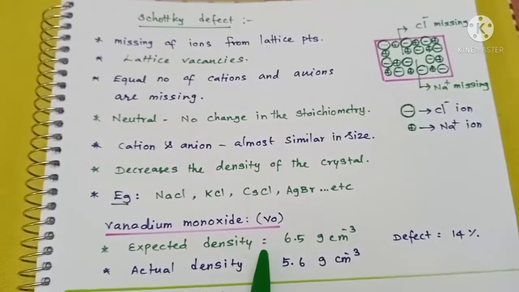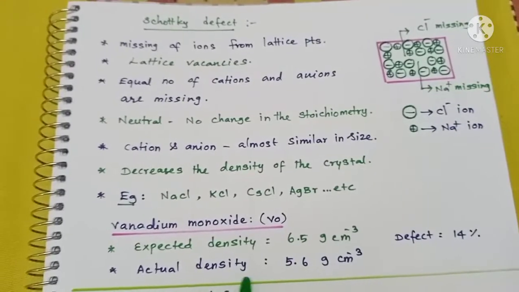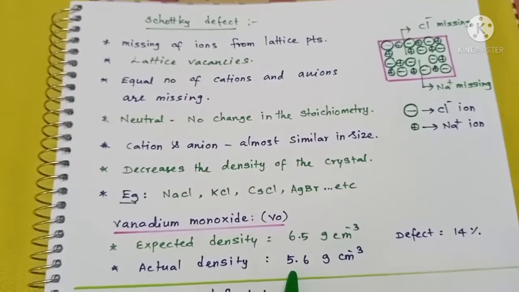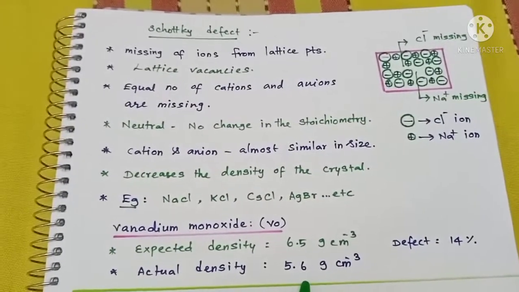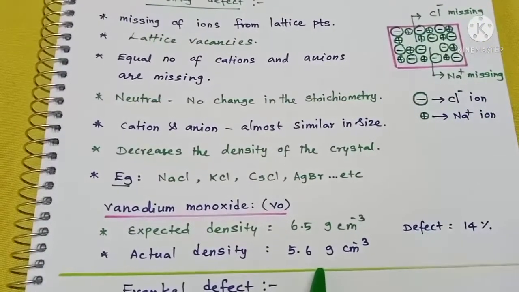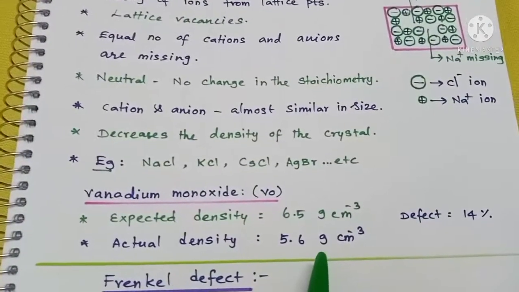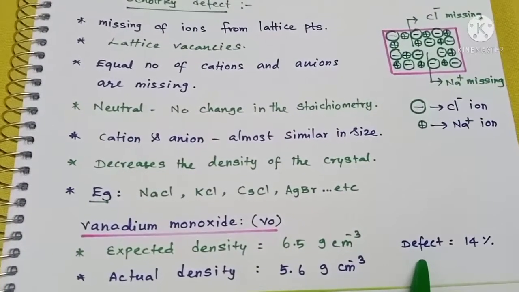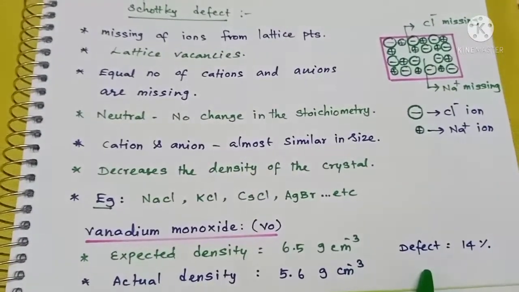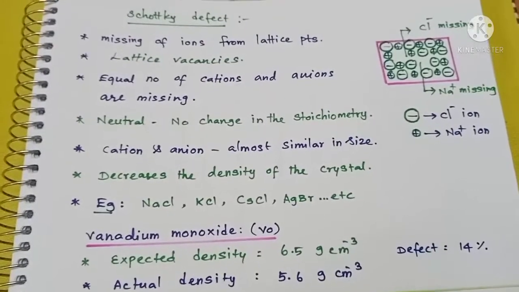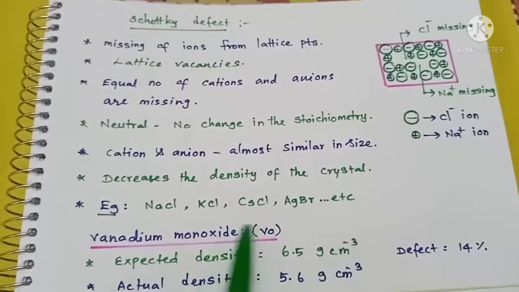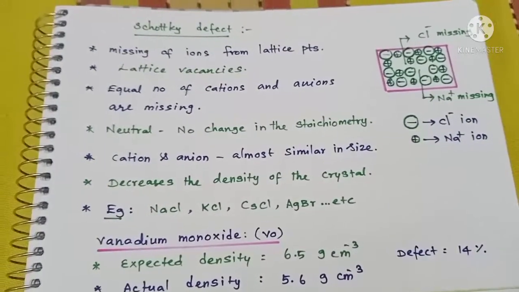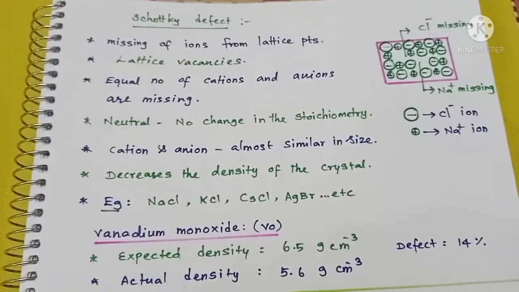So it is lesser than what we are expecting. Our experimental value is less than the theoretical value. So there is a decrease in density, isn't it? The decrease in density is due to the presence of the Schottky defect, that is, due to the missing of a certain number of ions from the crystal. Experimentally they have found that the Schottky defect is about 14% in vanadium monoxide. So this is experimental evidence of how Schottky defects affect the properties of a crystal: the Schottky defect decreases the density of the crystal.